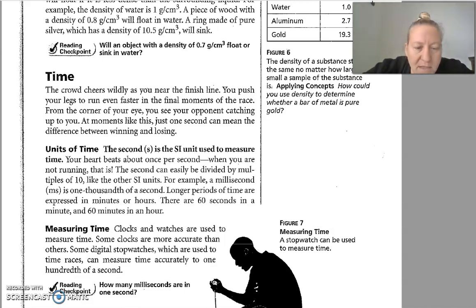Measuring time. Clocks and watches are used to measure time. Some clocks are more accurate than others. Some digital stopwatches, which are used to time races, can measure time accurately to 1/100th of a second.